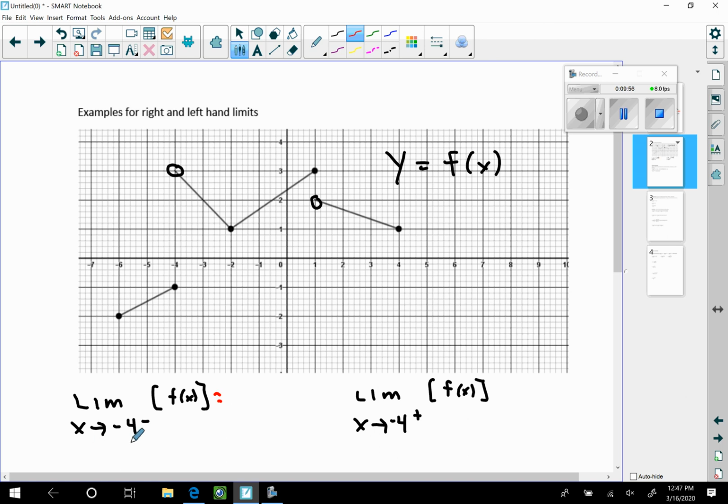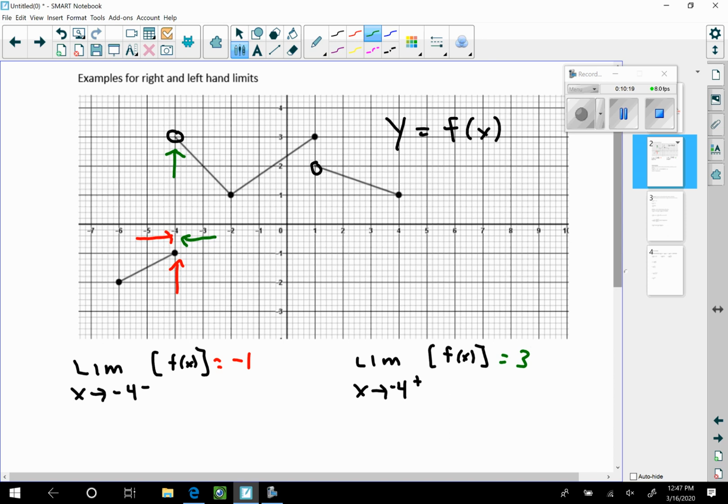And you are correct. As x approaches -4 from the left, what does y approach? Well, it looks like y is approaching -1. And as I approach -4 from the right, what does y approach? These y values are approaching 3. And it's important to note then that the limit as x approaches -4 of f of x does not exist.